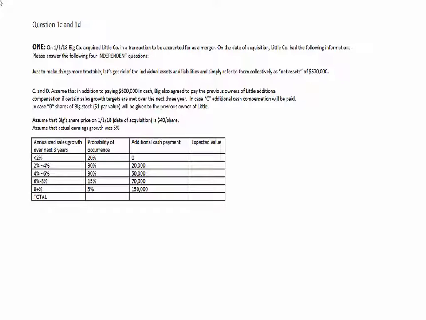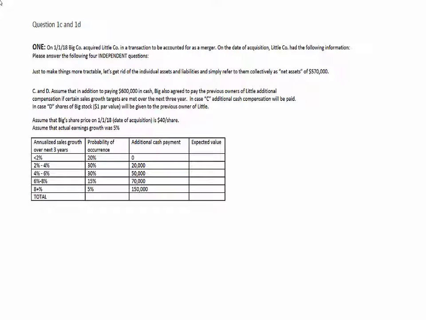So basically, we have some subjective probabilities that we've estimated that these various earnings targets will be met. For example, we think there's a 20% chance that sales growth will be less than 2%, and if that's the case, there will be a 0 additional cash payment. We think there's a 30% chance the sales growth will be between 2 and 4%, and if that's the case, there will be a $20,000 additional cash payment, and so on down the line.